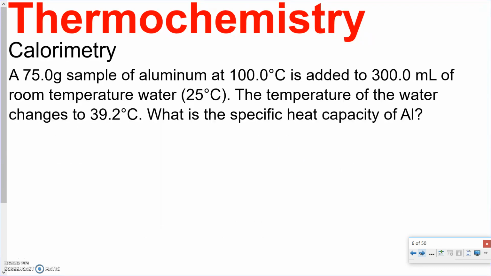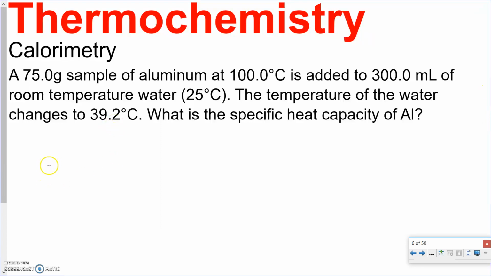Okay, so first and foremost, a 75-gram sample of aluminum at 100 degrees Celsius is added to 300 milliliters of water at room temperature, also known as 25 degrees Celsius. I think we talked about that back in acid bases. 25 degrees Celsius is room temperature and is a constant value. So anytime you see room temperature, you can assume this 25 degrees Celsius. Okay? The temperature of the water is changed to 39.2 degrees Celsius, or the final temperature of water is 39.2. What is the specific heat capacity of the aluminum?